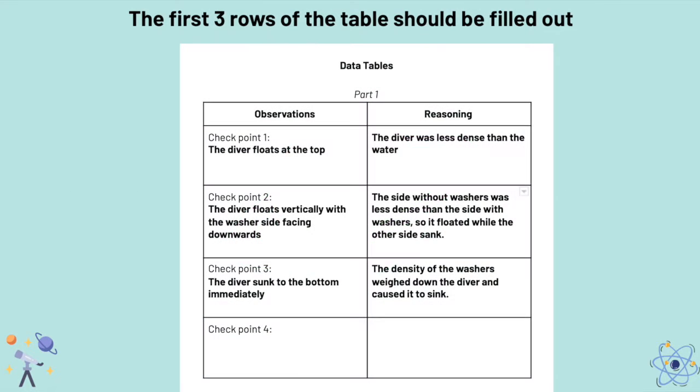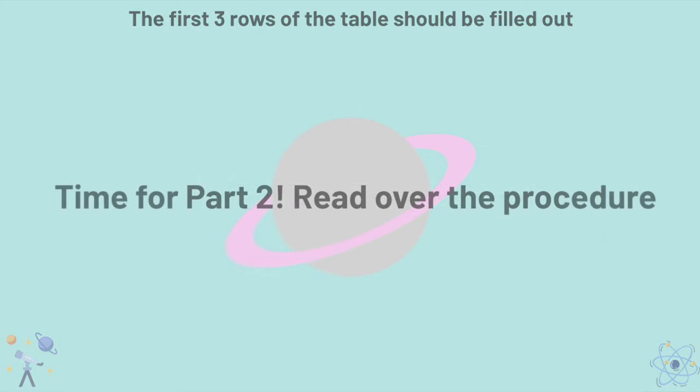You should have filled out the first 3 rows of your table by now, and your reasonings and observations should be similar to this. Of course, your wordings and explanations may be different from mine, but the overall meaning should be similar. Now it's time for part 2 of the experiment.